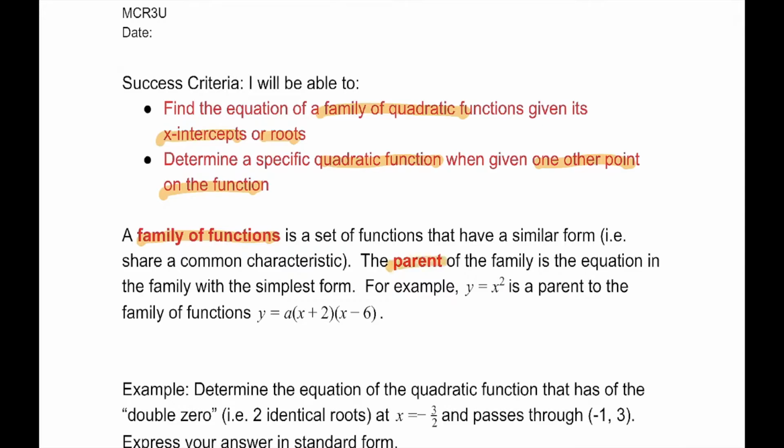The parent of the family is the equation of the family in the simplest form. So for example, y is equal to x squared is the most basic form of a parabola, and therefore it is the parent to the family of functions. For example, in this case, all parabolas that have roots negative 2 and positive 6.